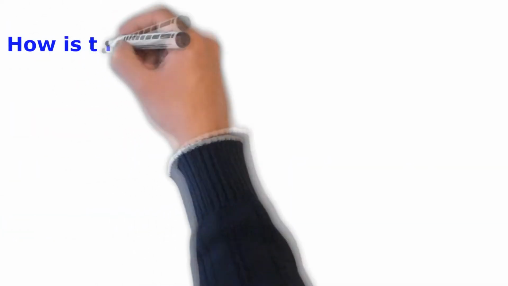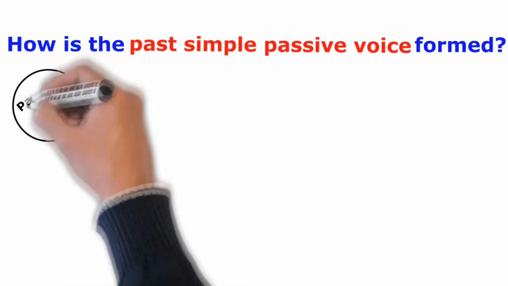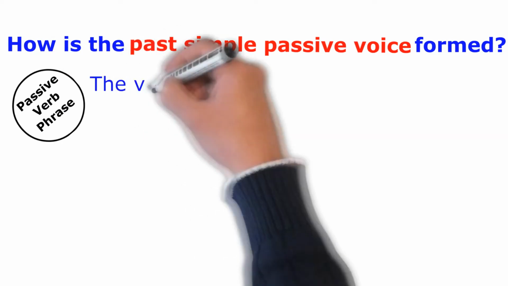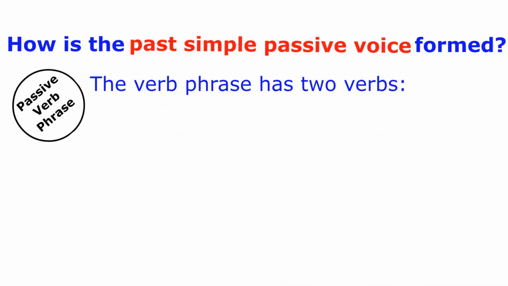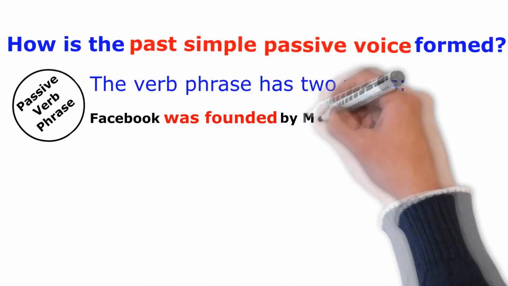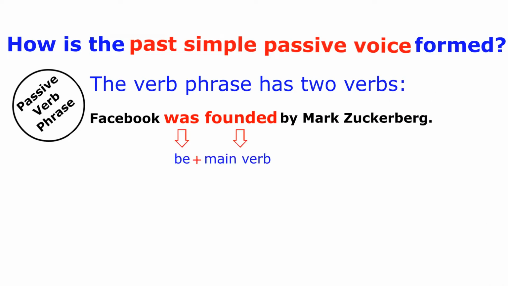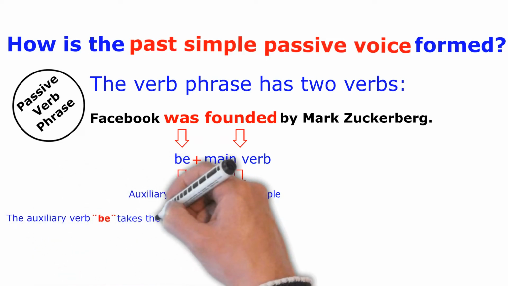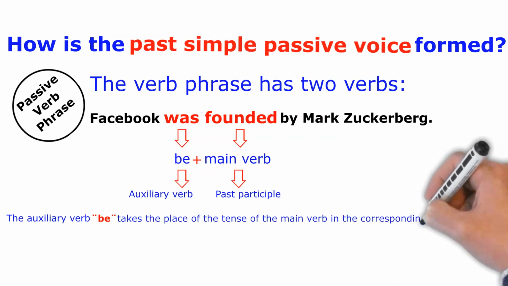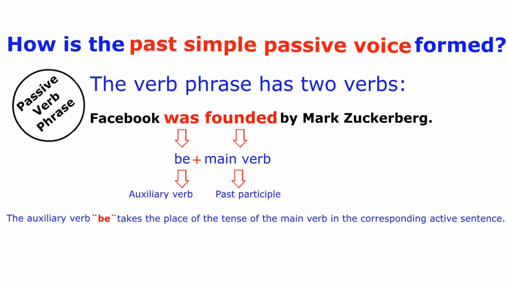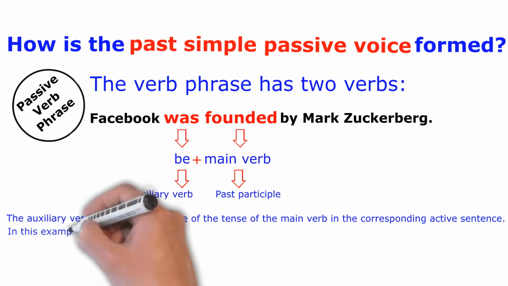How is the past simple passive voice formed? The verb phrase has two verbs. Facebook was founded by Mark Zuckerberg. Be is an auxiliary verb. The main verb takes the past participle form. The auxiliary verb be takes the place of the tense of the main verb in the corresponding active sentence. In this example, was.